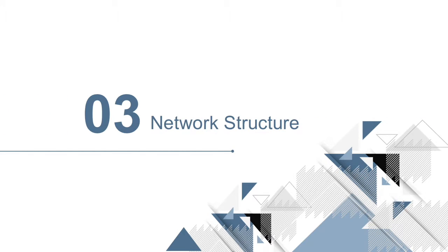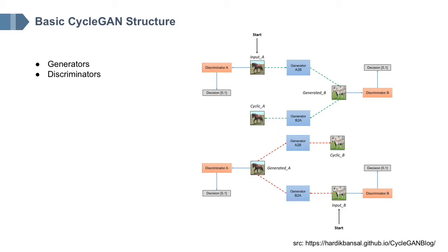Now let's take a look at the network structures we are going to use for our project. Firstly, the basic CycleGAN structure. The basic CycleGAN structure consists of two types of models, namely the generators and the discriminators. The generators are responsible for transforming an image from one set to another, and the discriminator's job is to tell if the image belongs to that set or if it's just a random image.